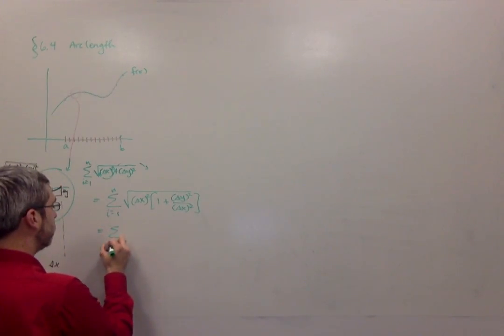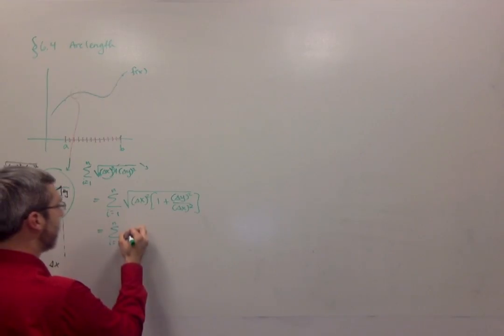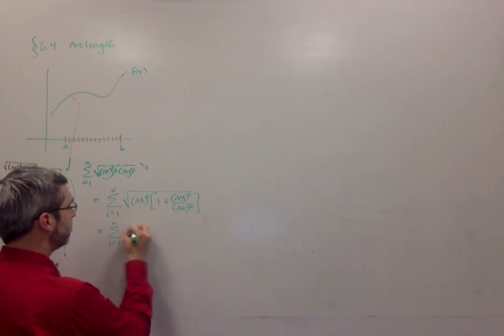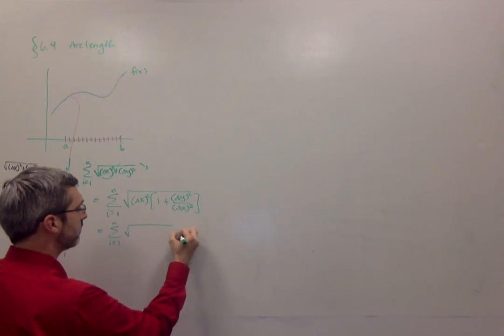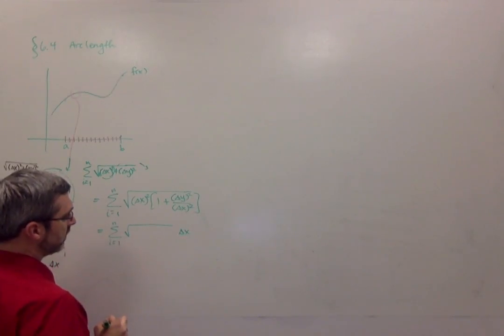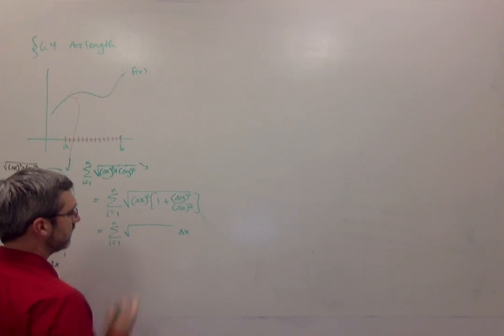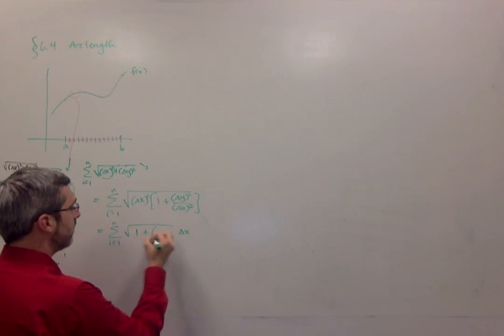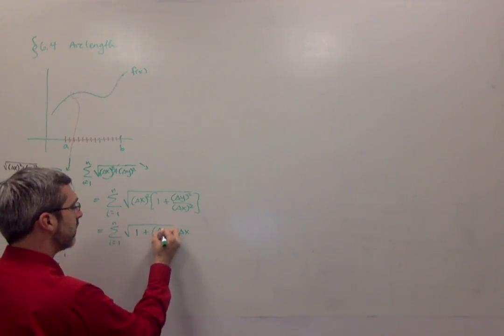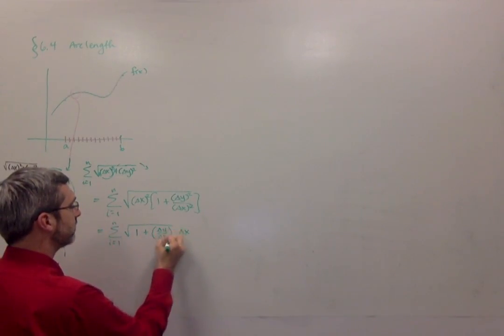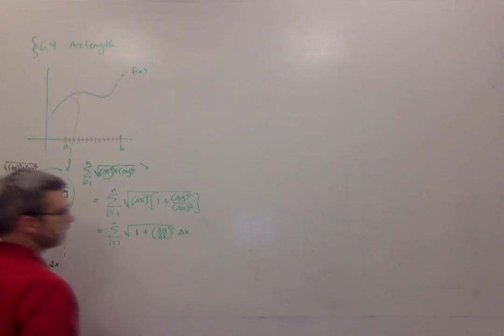So now let's pull that delta x squared out of the square root, and it just becomes delta x. The square root of delta x squared is just delta x. And I've got 1 plus delta y over delta x quantity squared, right?